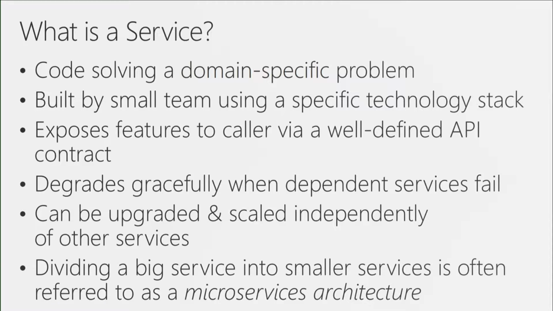Services can be upgraded and scaled independently of other services, and as we'll talk more about later too, this is a real critical part of why you want to break things up into microservices, is so that you get this kind of independent scaling and independent deployment of the service, so it can be upgraded. One service can be upgraded without having to upgrade the other services that depend on it. And dividing a big service, which sometimes people refer to as a monolith, into smaller services is often referred to as a microservices architecture, right? So you don't build microservices, right? It's an architecture really, and then you're building services that adhere to that architecture.